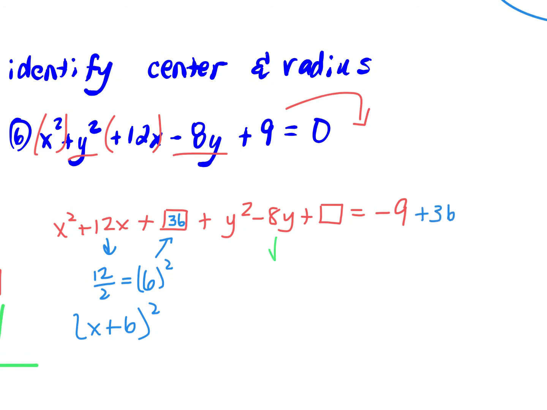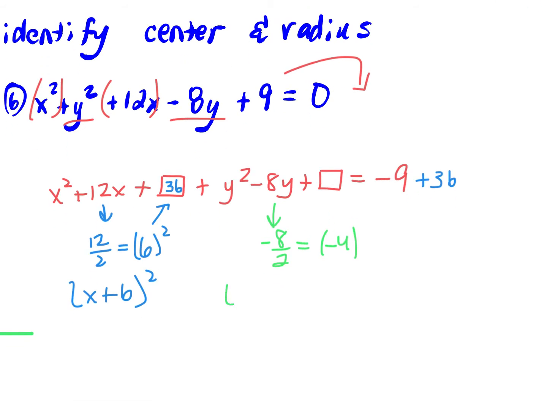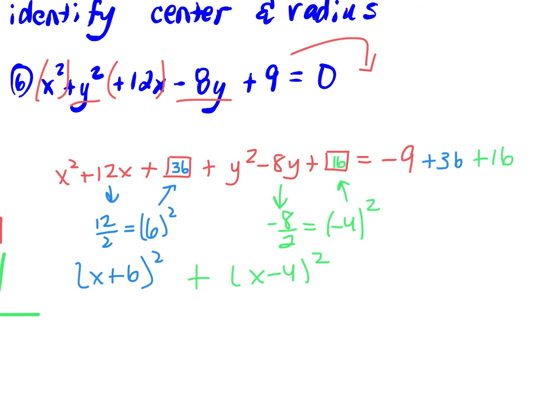Same thing with our y's. I'm going to take my negative 8 divided by 2, and I get negative 4. So my binomial is going to be y minus 4 quantity squared. And then I'm going to square this, and I get 16 over here that I added to the left side, so I'm going to add 16 to the right side.